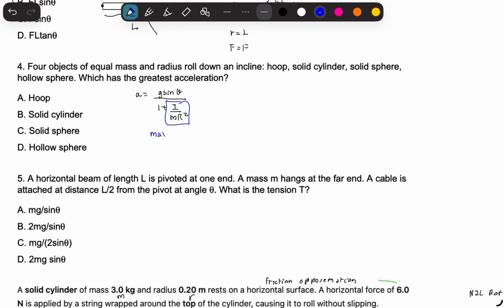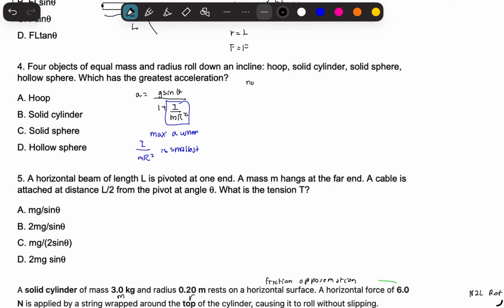So we are going to have the max a when your I over mr squared is smallest. That's because if you increase your denominator, then you are going to have a smaller overall fraction. Because if you have a fixed number and you keep dividing it by a larger number, it's just going to become a smaller and smaller number. So now let's compare the moments of inertia.